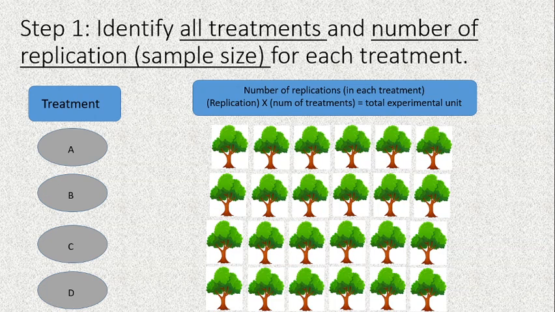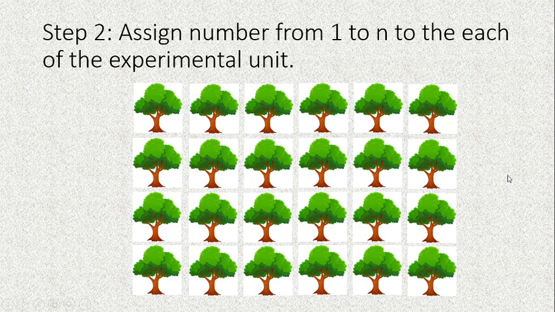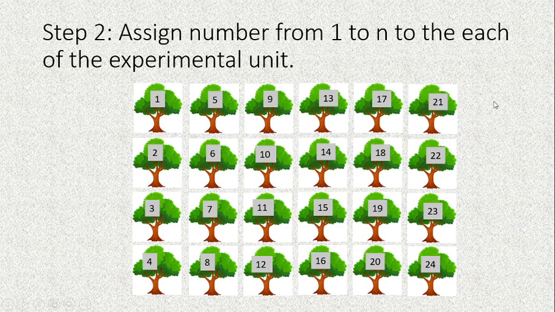After we decide our total experimental units, then in step 2, we assign numbers from 1 to n to each of the experimental units. We already have 24 experimental units, so we assign the numbers 1 to 24. That is our step 2.